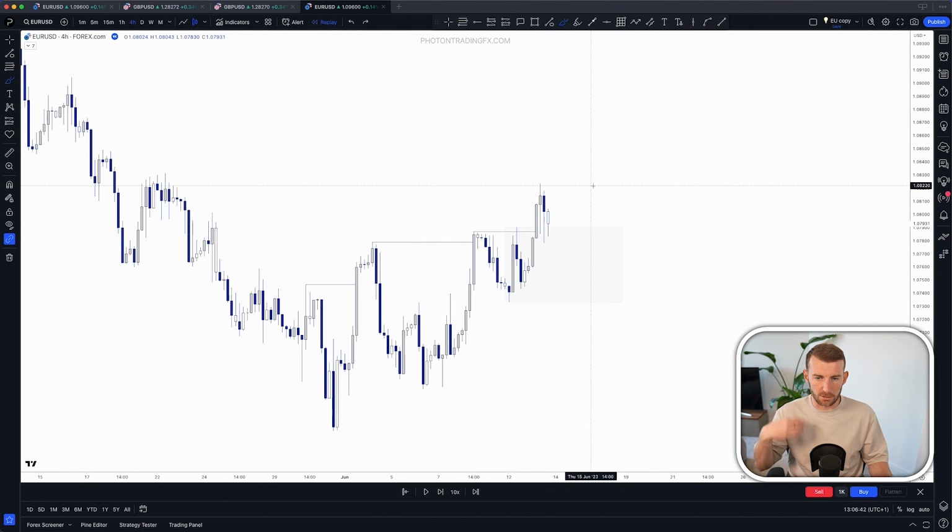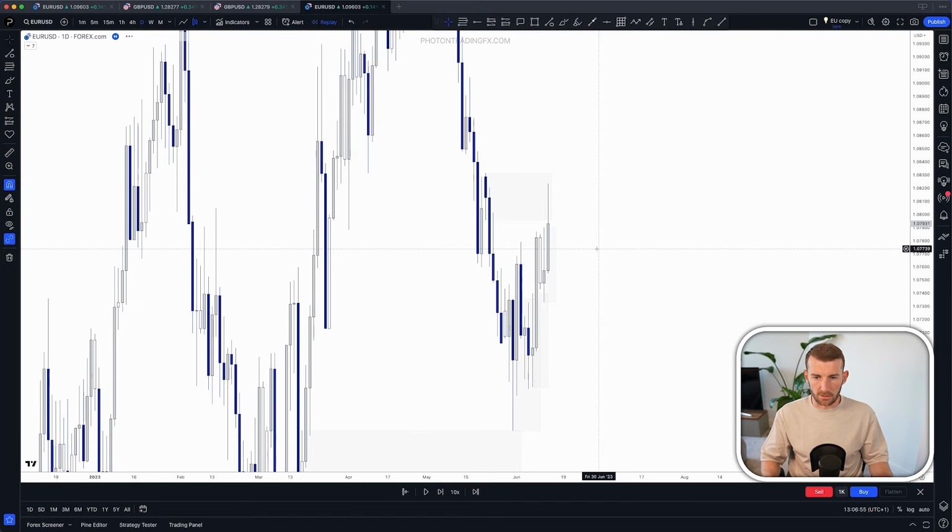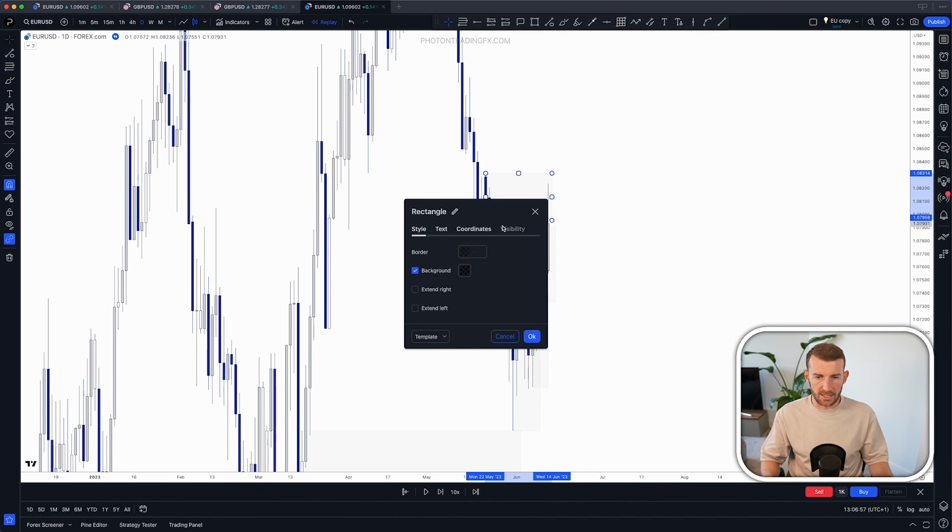Okay, so it's very easy now to formulate your bias. The 4-hour and the daily are both giving us that bullish bias, right? So really, longs are my main focus. Now, it hasn't reappeared on this chart, so TradingView loves to do that, but we can see that daily zone.